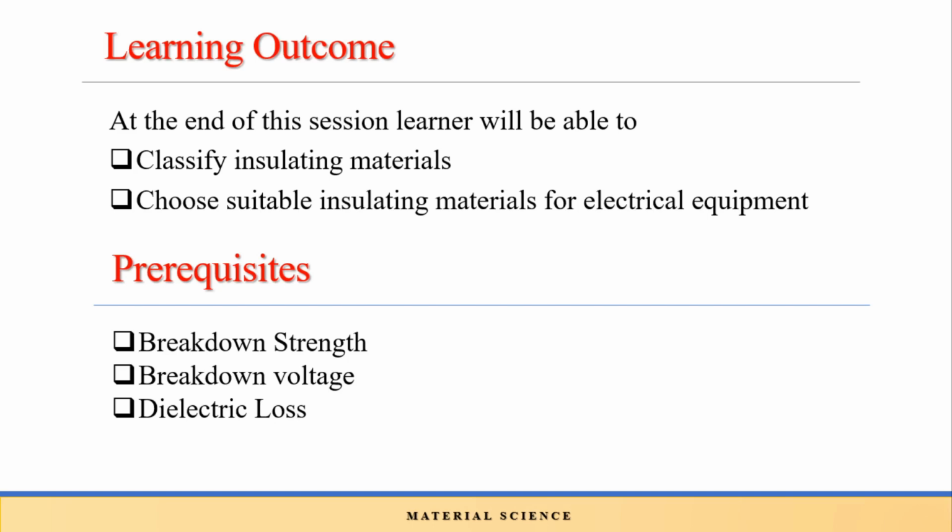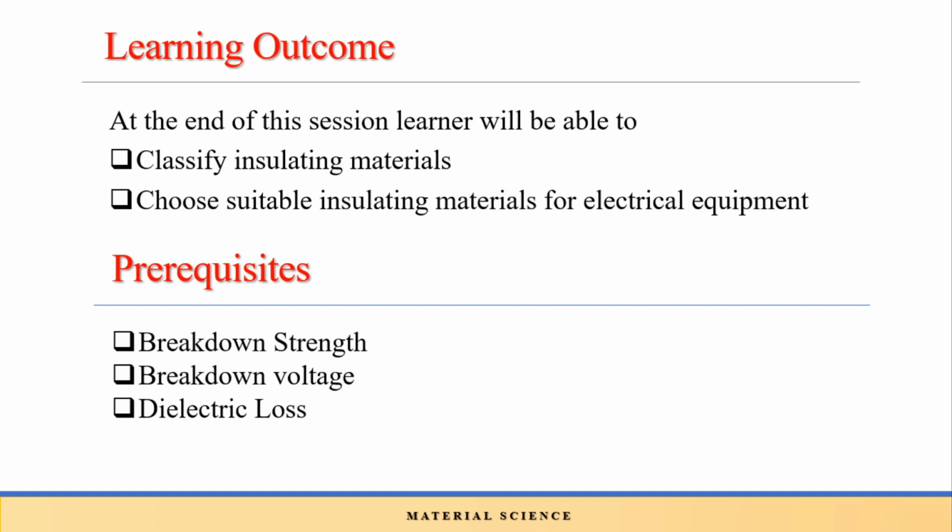The breakdown strength is defined as minimum stress, usually expressed in kV per mm. Keep in mind, minimum stress usually expressed in kV per mm, which will cause the rupture of insulating material under specified conditions of temperature, duration of applied voltage, waveform of applied voltage, frequency, and type of electrodes. So this is the short definition of breakdown strength, and its formula is breakdown strength is equal to breakdown voltage divided by thickness of the dielectric, that means kV per mm. So this is the breakdown strength.